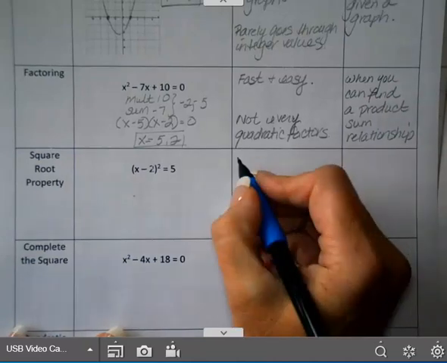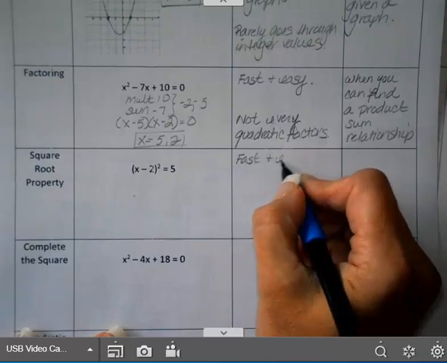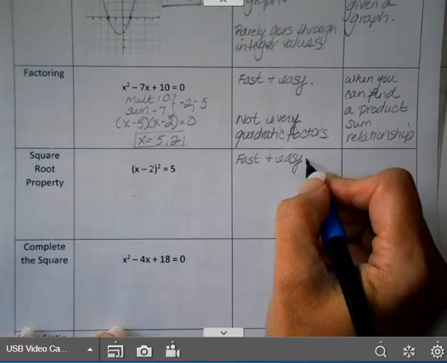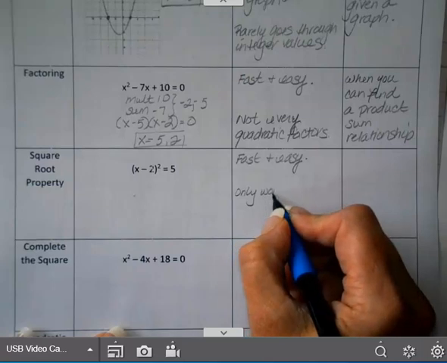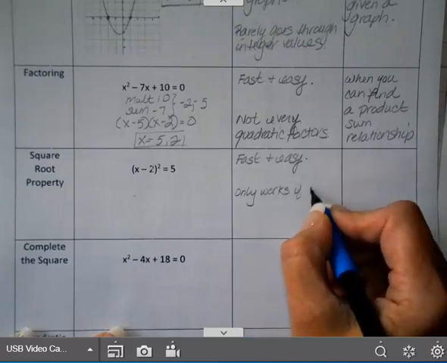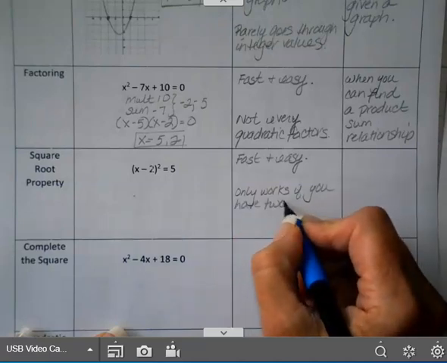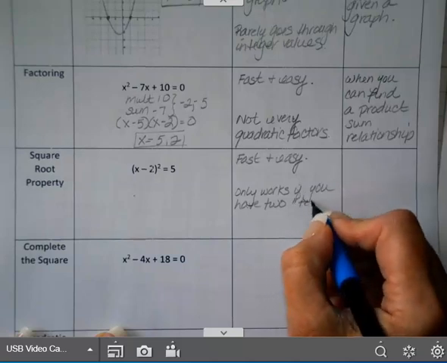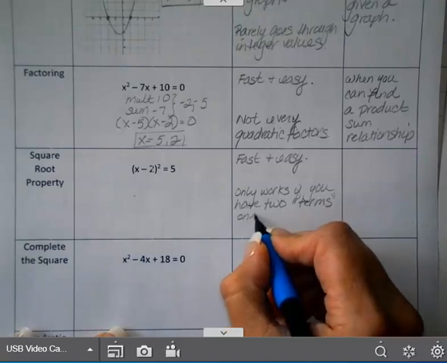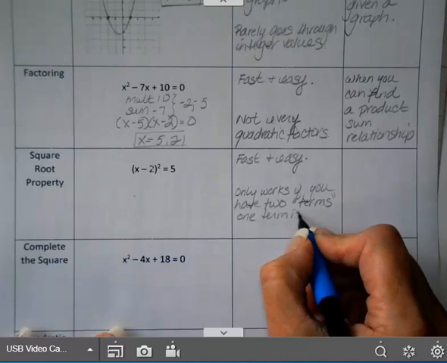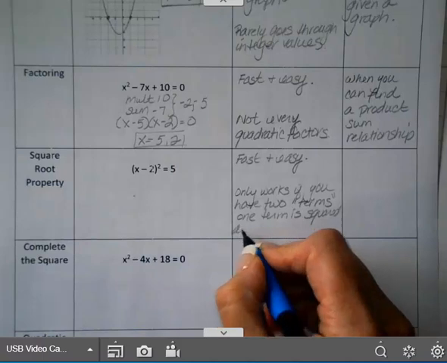Square root property is also a nice one. I think this one's also fast and easy. This only works, though, if you have two, and I'm going to put in quotes, terms. So if you have a squared term, so one term is squared, and the other is a constant.